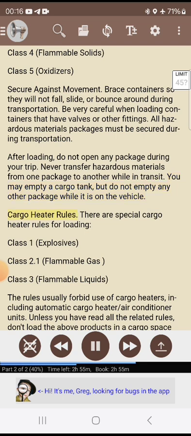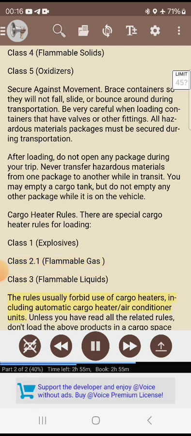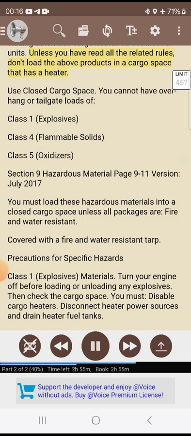Cargo heater rules. There are special cargo heater rules for loading Class 1 Explosives, Class 2.1 Flammable gas, and Class 3 Flammable liquids. The rules usually forbid use of cargo heaters, including automatic cargo heater air conditioner units. Unless you have read all the related rules, don't load the above products in a cargo space that has a heater. Use closed cargo space. You cannot have overhang or tailgate loads of Class 1 Explosives.